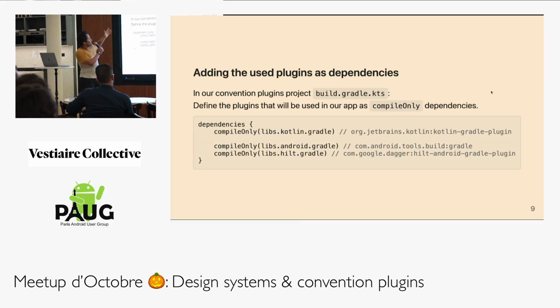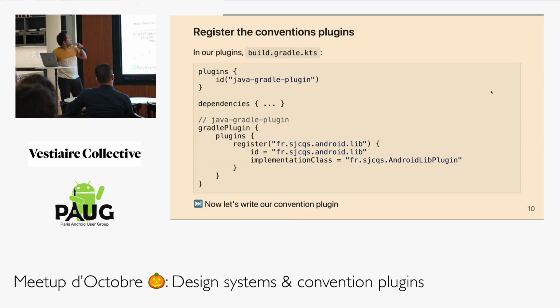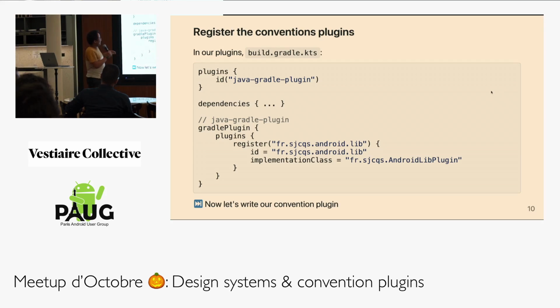Now we can also add the plugins we use as dependencies. In our case, we want to configure Kotlin Gradle and Android Gradle and Hilt Gradle if we want to use it. So we just need to add them to the build.gradle of our convention plugins. Now we need to register our convention plugins. To do that, we are going to use the Java Gradle plugin library. Plugin, sorry. There are a lot of plugins. To do that, we can just use register with the name of the plugin we are writing, an ID, and then the implementation class that we are going to write right now.